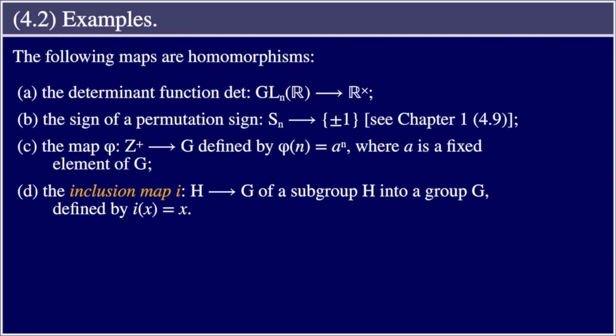4.2 Examples. The following maps are homomorphisms. A. The determinant function, the determinant GL_n(R) mapping to R*. B. The sign of a permutation, sign S_n mapping to ±1. See Chapter 1, 4.9. C. The map φ mapping the positive integers to G defined by φ(n) = a^n, where a is a fixed element of G. D. The inclusion map i mapping H to G of a subgroup H into a group G, defined by i(x) = x.